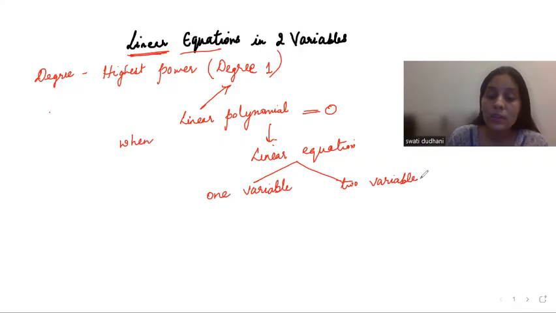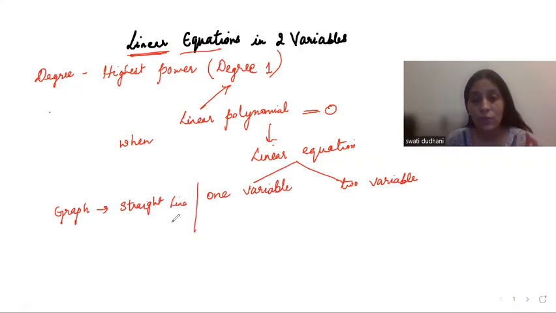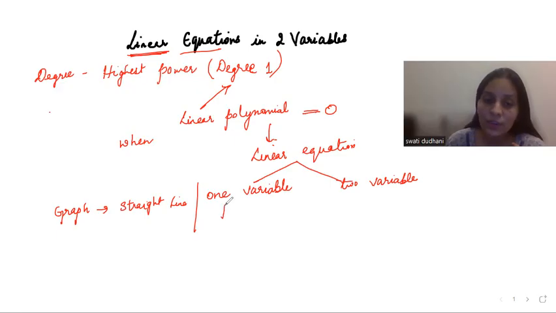So here, firstly, let us see about one variable and the graph for both. The graph for both is a straight line. You will always have a straight line when the degree of a polynomial is 1. If the degree is 1, it is always a straight line, whether it is one variable or two variables. Now, how do you find the solution of a linear equation? First, let us see one variable.